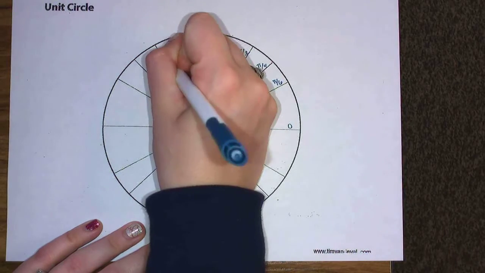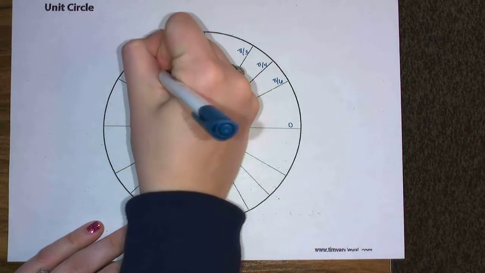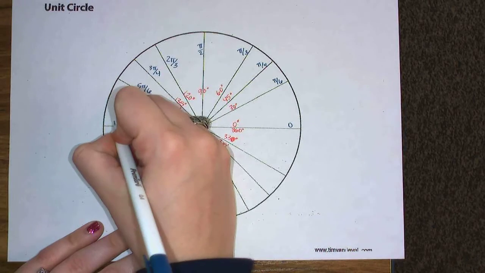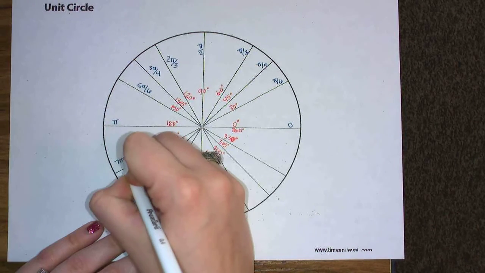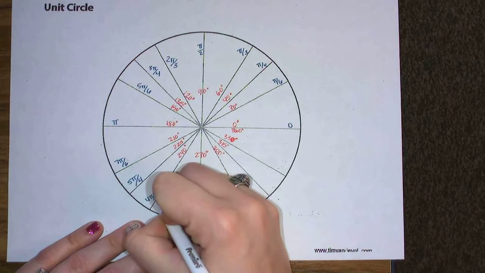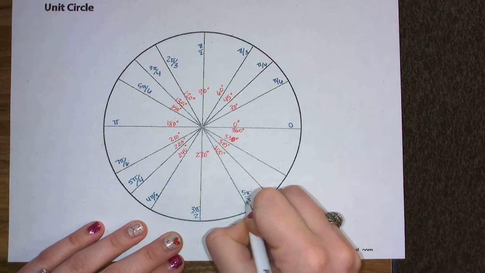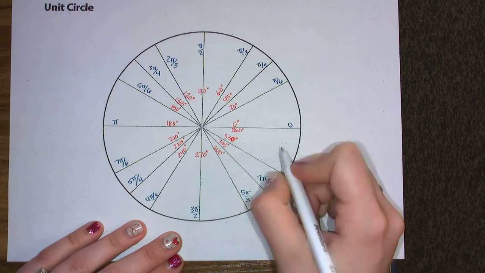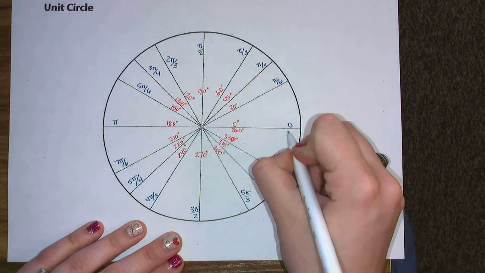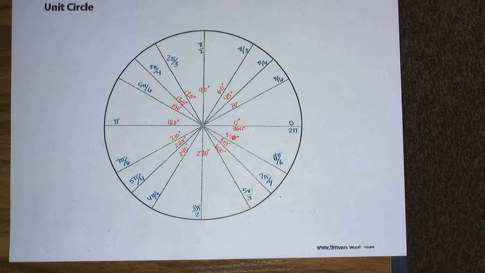2 pi over 3, 3 pi over 4, 5 pi over 6, pi, 7 pi over 6, 5 pi over 4, 4 pi over 3, 3 pi over 2, 5 pi over 3, 7 pi over 4, 11 pi over 6, and then all the way back around is 2 pi. Okay, so we've got the degrees and radians on here.